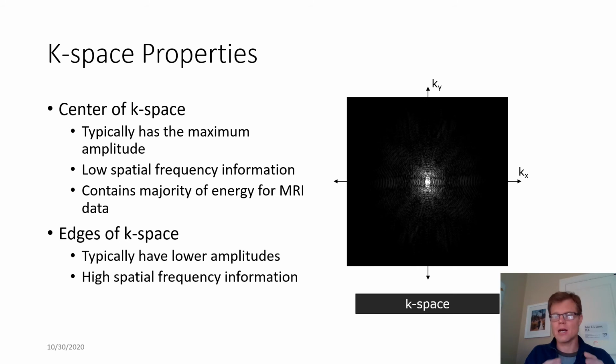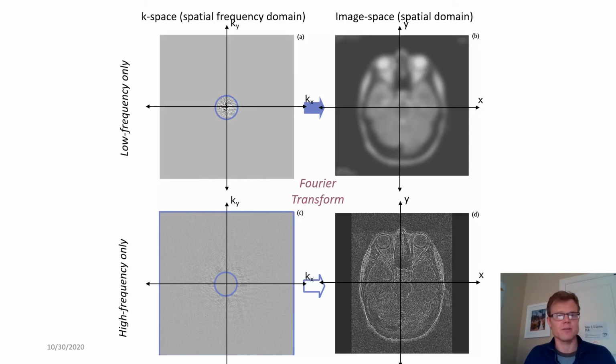But that's not enough to get a high quality image. We need to also acquire our edges of K-space, which typically have quite a bit lower amplitudes. But they encode this very important high spatial frequency information that we're going to need to, for example, create edges. So here's some examples of that.